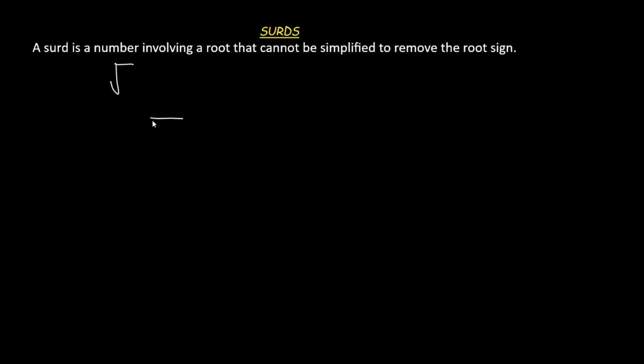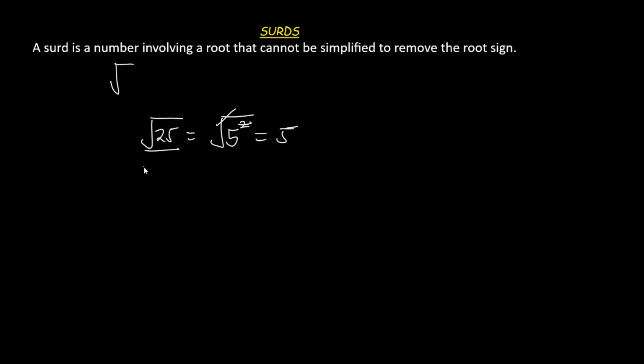Square root of 25, or root of 25. Now let's try and simplify this one. The 25 is the same as 5 squared, or 5 times 5. These two here can cancel out the root sign and I'm going to have 5. As you can see, I have been able to simplify this number, 25, involving this root sign, and I have been able to remove the root sign. Therefore root 25 is not a surd because I've been able to remove the root sign.